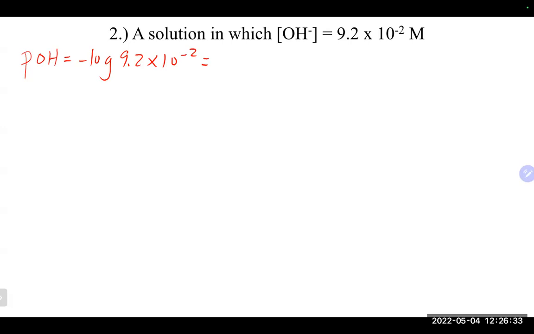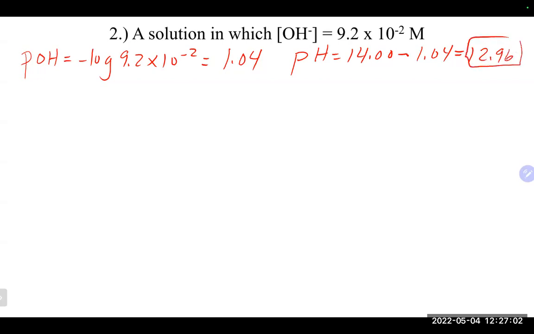I'm going to learn how to read a calculator soon as well. Let's try this again. 9.2 minus 2. There we go. 1.04 will be our pOH. Once again, 2 sig figs, 2 decimal places. That brings us to a pH in this case of 14 minus that, which would be 1.04. So we're going to minus 14, going to give us a 12.96 on the pH.